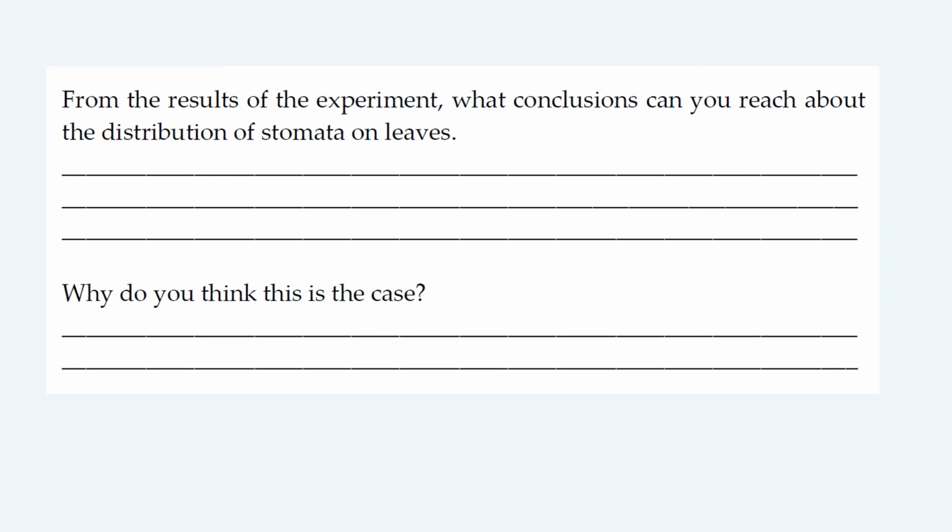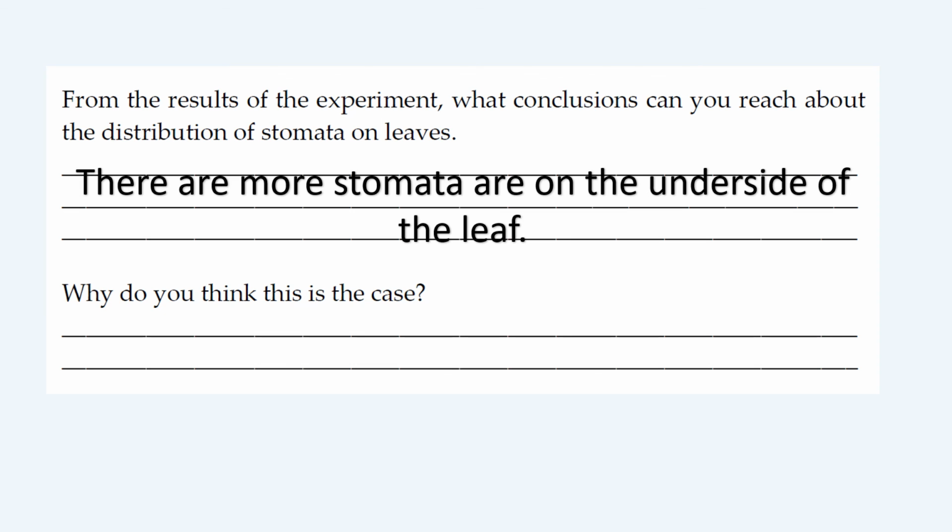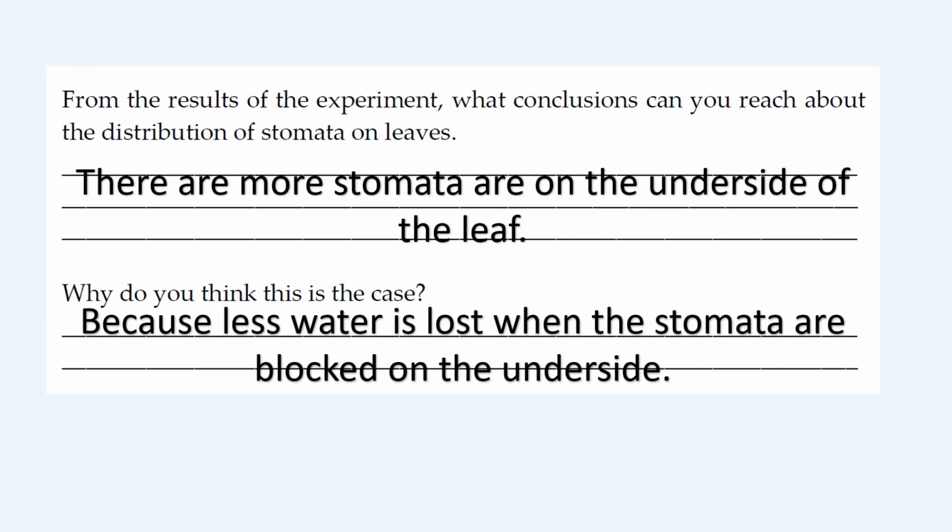It's quite difficult. Right, so the answer is that there are more stomata on the underside of the leaf, and the reason why is because less water is lost when the stomata are blocked on the underside. So it means that there are more located on the underside. So well done if you managed to get that correct. If not, then have a look back at the question and then come get help if you're still stuck.